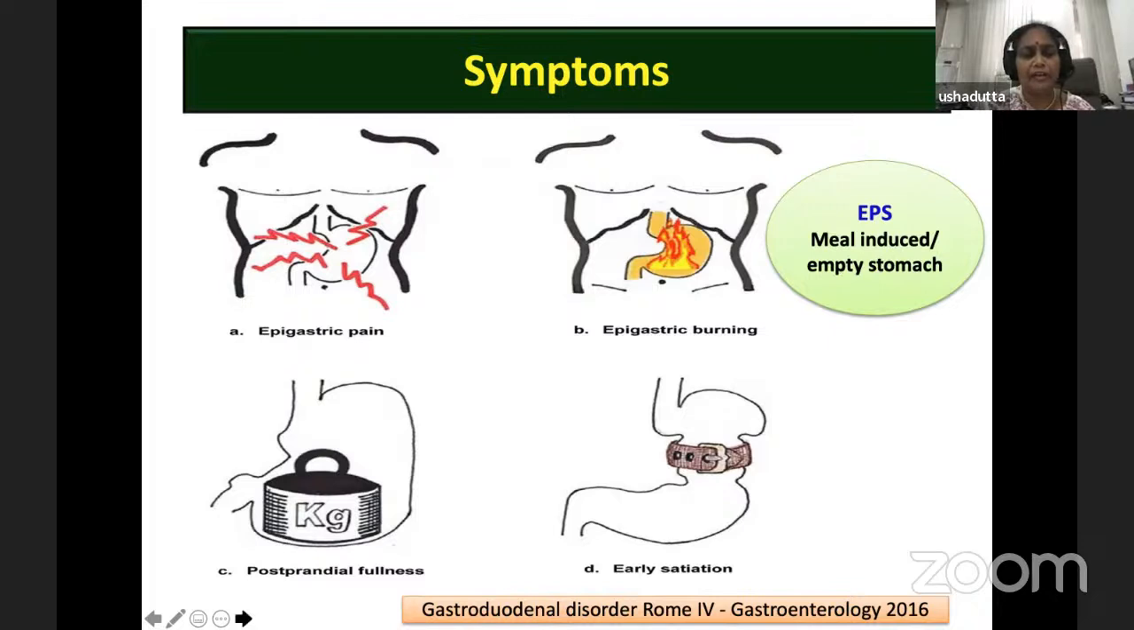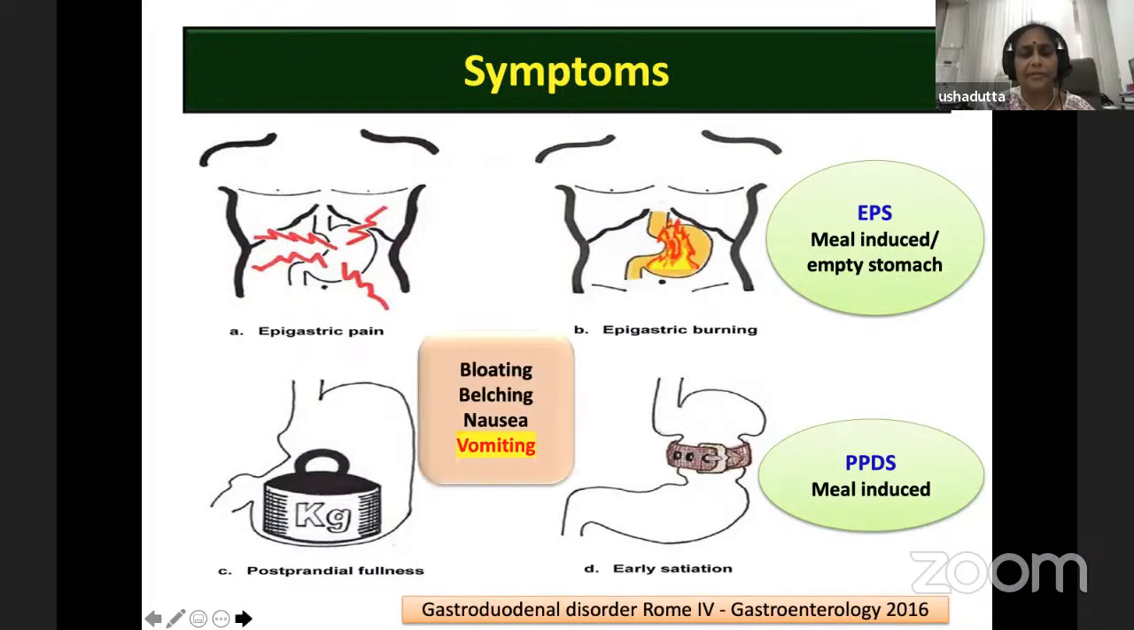It can be meal induced or after an empty stomach, but the postprandial distress syndrome, as the term says, is meal induced postprandial symptoms. So they can have associated bloating, belching, nausea, and very, very rarely vomiting. So if a patient of dyspepsia has a lot of vomiting, please look for gastroparesis, because unless you look for them, you will not find it.